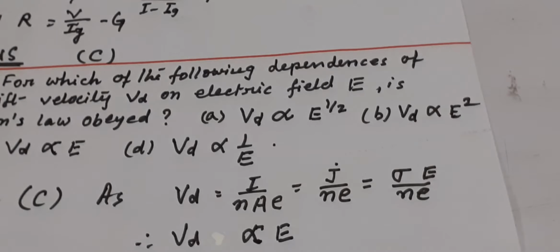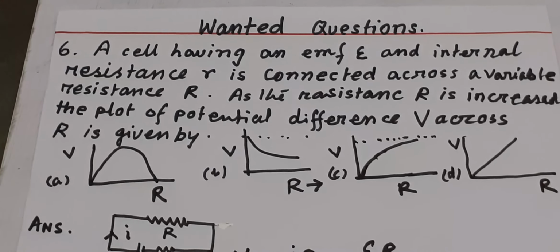So choice C will be the correct one. Question number 6. A cell having an EMF E and internal resistance small r is connected across a variable resistance capital R. As the resistance capital R increases, the plot of potential difference V across capital R is given by. There are 4 diagrams. We have to select the correct one.